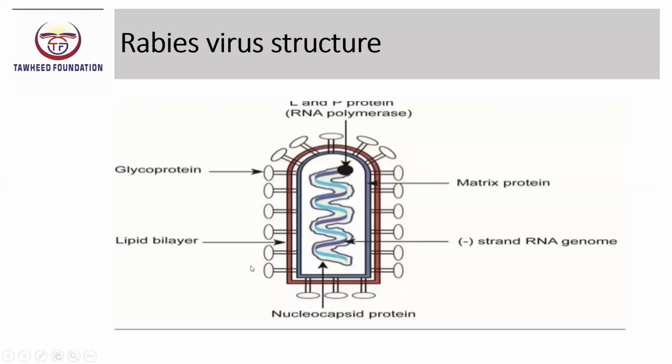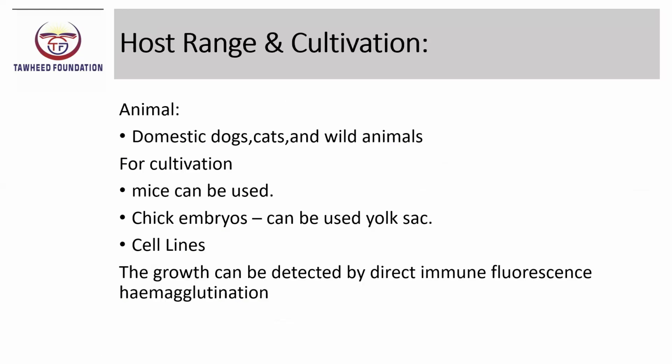This is the diagrammatic representation of rabies virus structure. Host range and cultivation. For cultivation, mice, chick embryos, yolk sac, and cell lines can be used. The growth can be detected by direct immunofluorescence and hemagglutination. Animals include domestic dogs, cats, and wild animals.